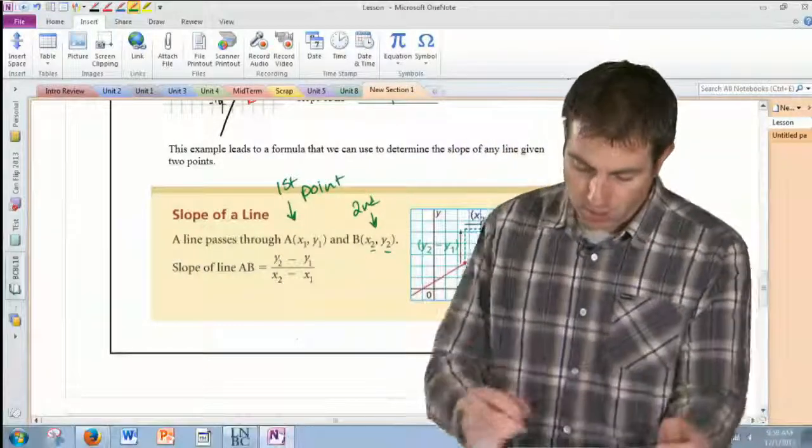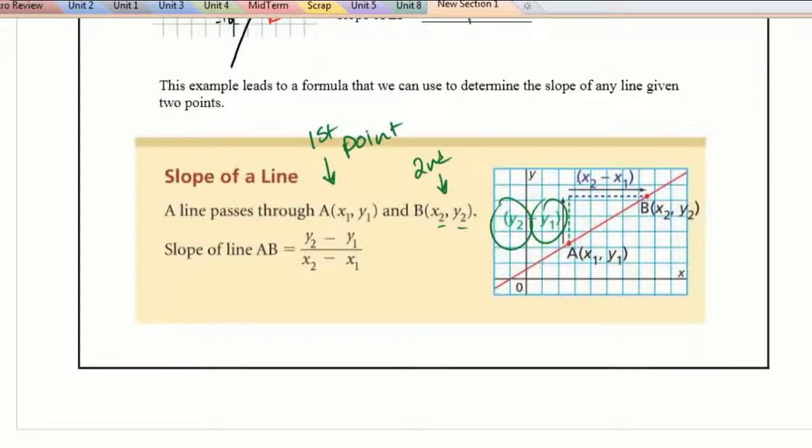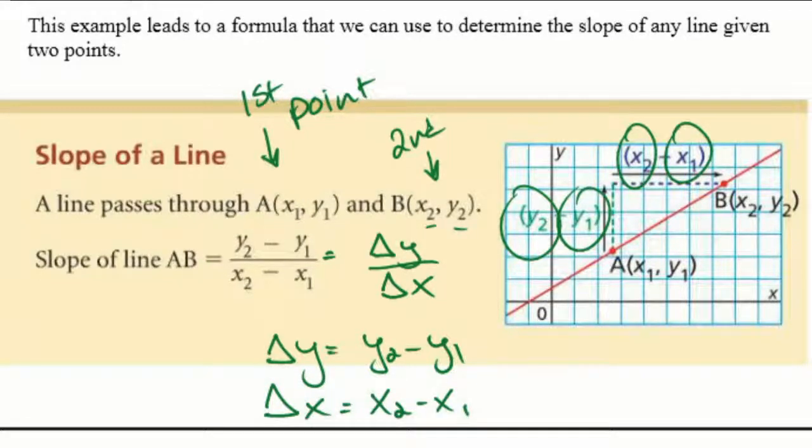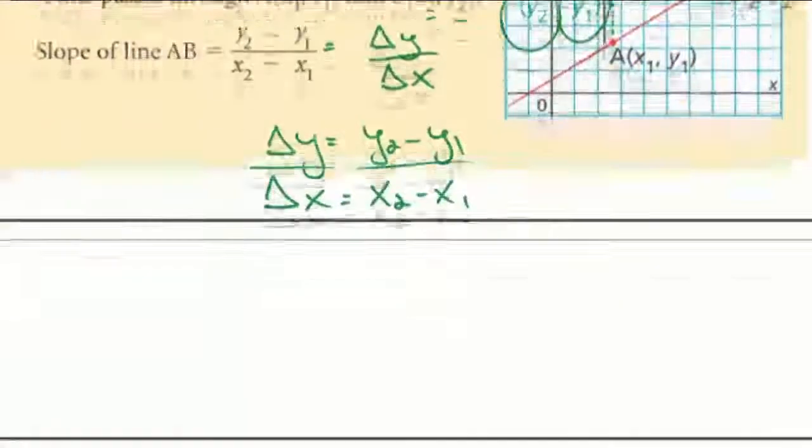So what are we doing here? Well, we're taking the second y minus the first, and then the second x minus the first to get the change. So we could also write this as change in y over change in x, where change in y is the second y point minus the first, and change in x is the second x point minus the first. We can just divide those things. That gives us the slope. Might not make sense right now. Let's look at an example of it.